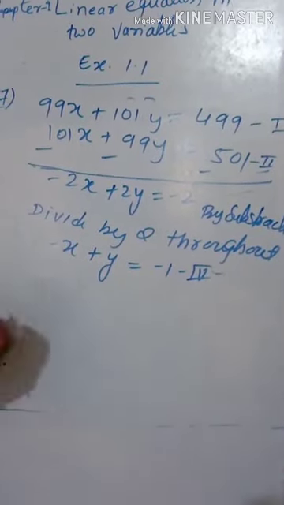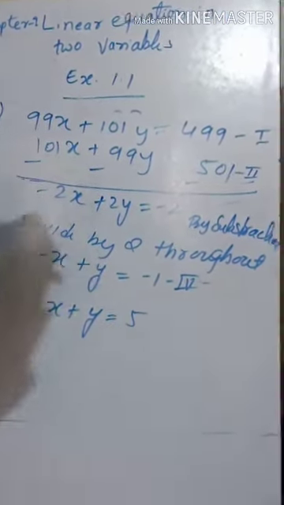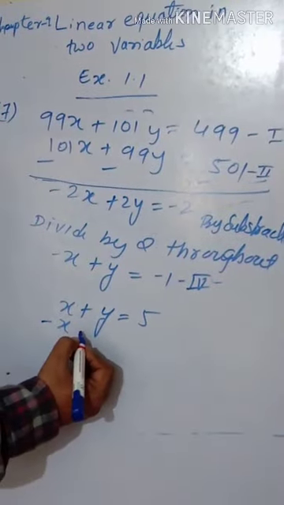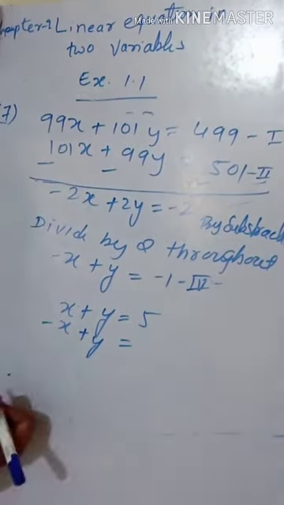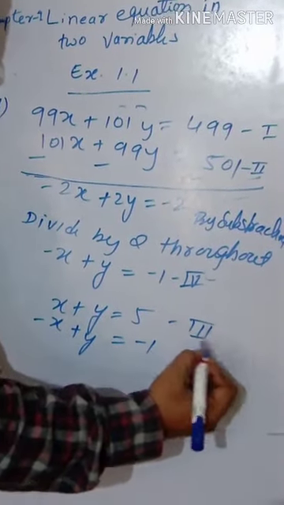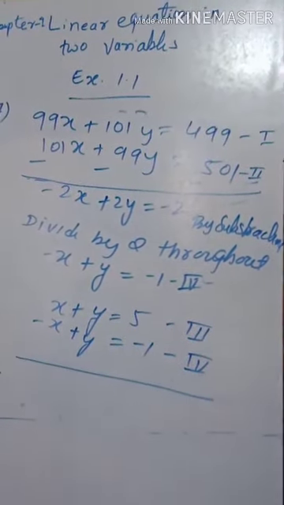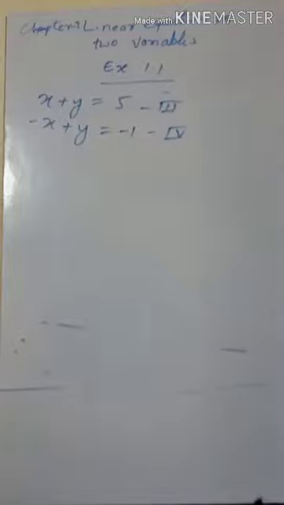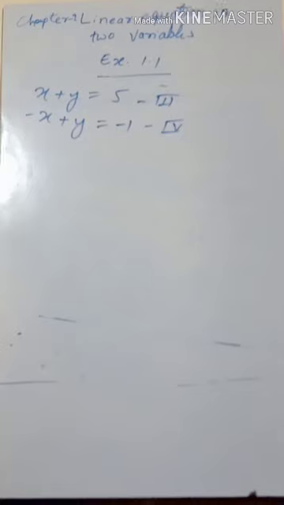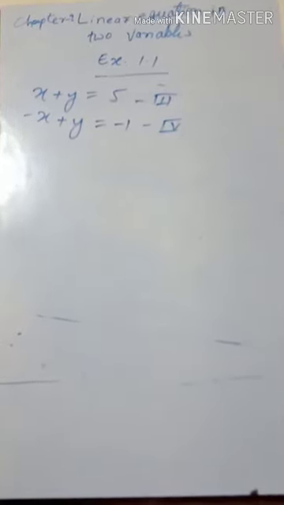Our first equation is what? x plus y is equal to 5. And our second equation is what? Minus x plus y is equal to minus 1. That is our equation number 3, and that is our equation number 4. Now we solve equations 3 and 4. So students, our new equations are x plus y is equal to 5, that is equation number 3, and minus x plus y is equal to minus 1, that is equation number 4.